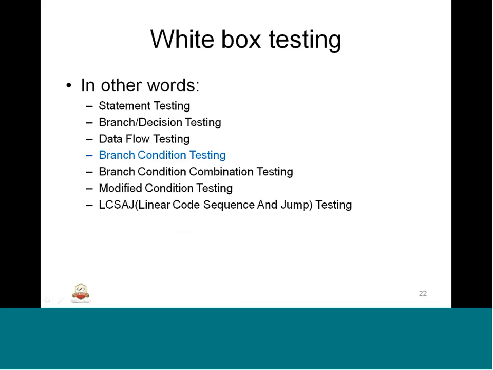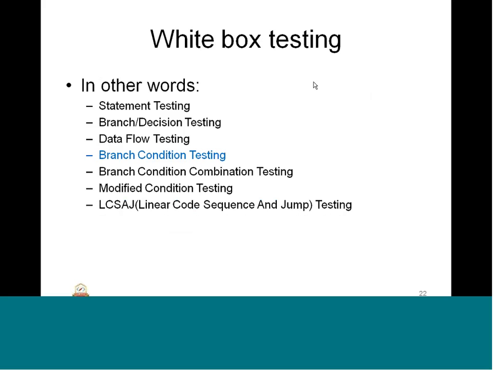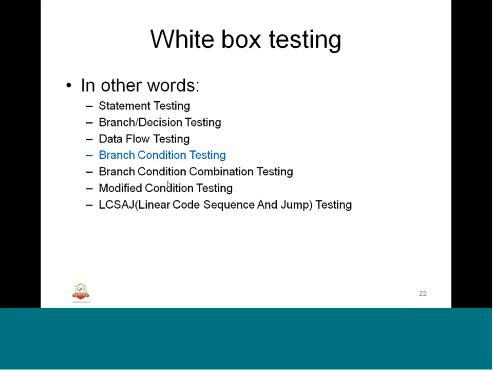Okay, so we have studied statement testing, where all the statements have to be executed and invoked, and in branch or decision testing, we have seen every diamond, the crossing blocks, the decisions. Sorry, it's not conditions. Branches will be tested, and in data flow testing the data or the objects of different types will be tested. And in the next session, we will study branch condition testing, branch condition combination testing, modified condition testing, and the last type is LCSAJ testing. And we will touch base on D1C also.